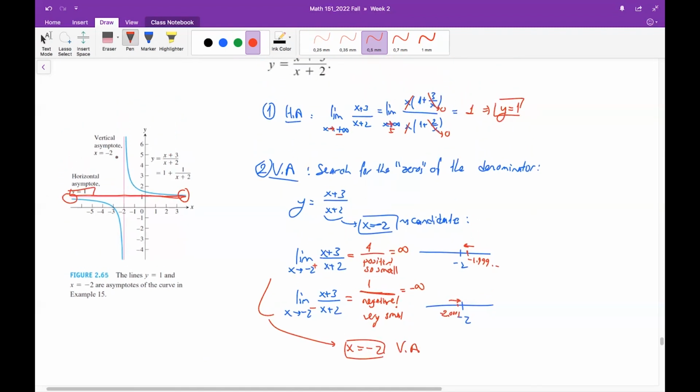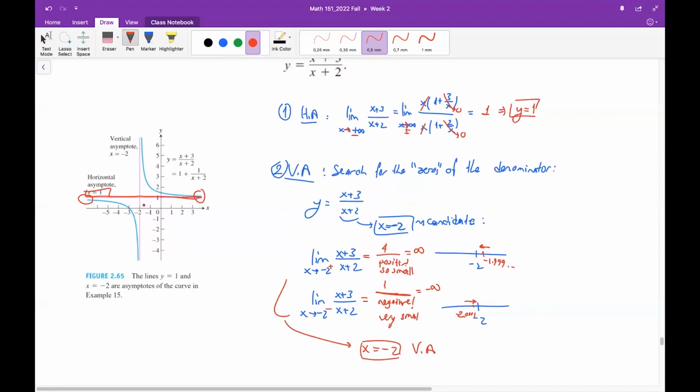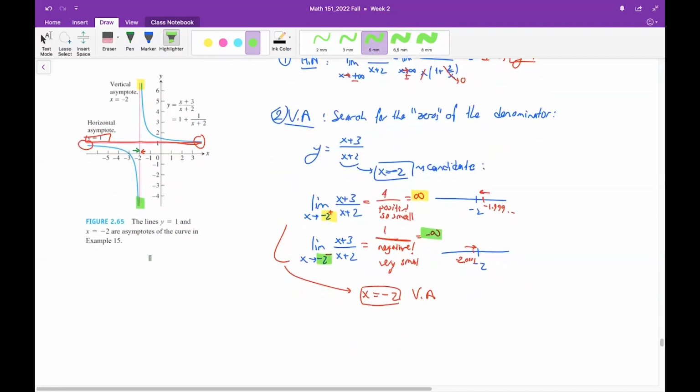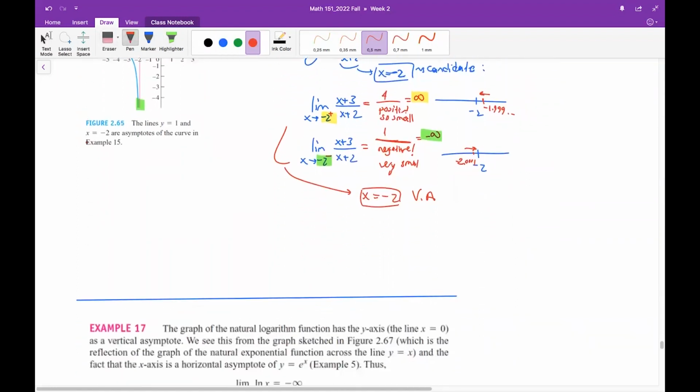Let's investigate also from the graph. As x goes to -2 from the right, we find plus infinity. So it describes this behavior here. On the right side of -2, your function gets too big. And as x goes to -2 from the left, then we find minus infinity. You see, it describes this behavior here. That's why we call x equals -2 a vertical asymptote, okay?